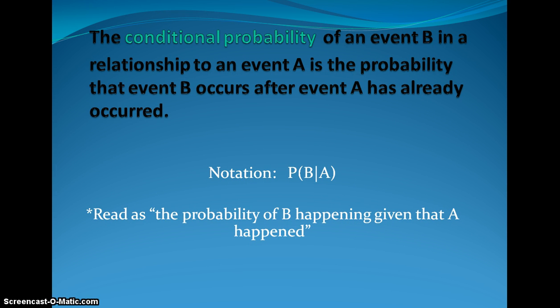The notation is actually read as the probability of B happening given that A has happened. So the probability of B given A. That bar in between means "given."